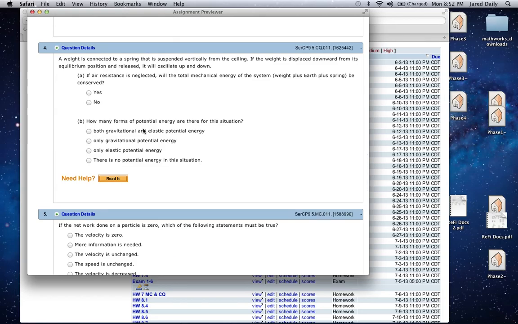So we have a spring connected vertically from the ceiling. The weight is displaced from its equilibrium position and released. And we want to know, will the total mechanical energy of the system be conserved? And we're neglecting air resistance. We want to know if it's going to be conserved, yes or no.